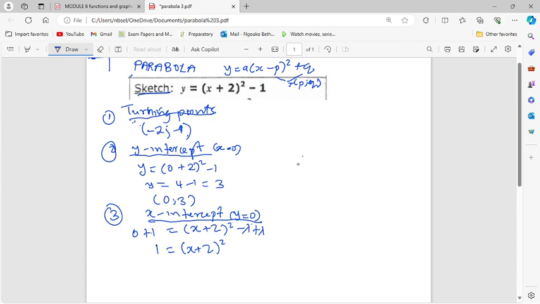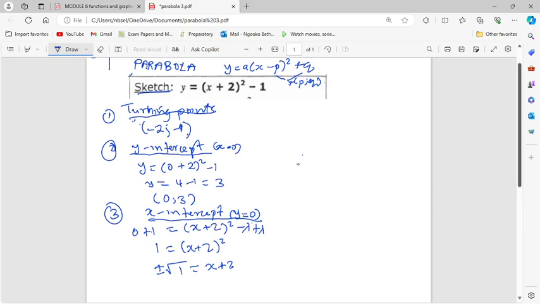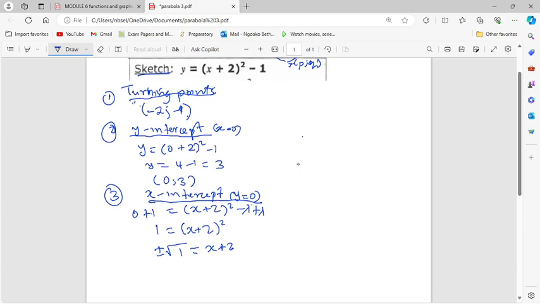Right, then in this squared expression there must be 2 roots. So if I need to take out this square, I must say plus or minus the square root of 1 equals x plus 2. That's when I take the square root on both sides. Then we need this plus and minus part, which shows the 2 roots. One will be positive and the other will be negative.